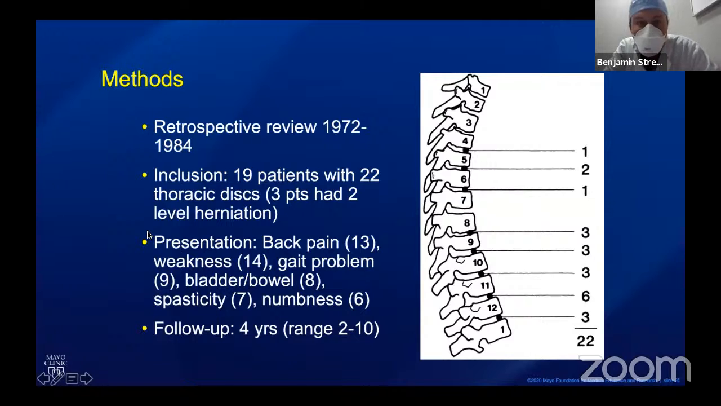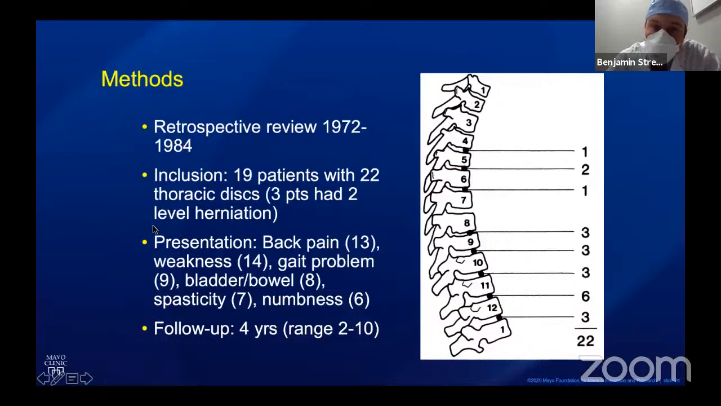The methods for this paper is a retrospective review of patients seen from 1972 to 1984. As Dr. Currier highlighted with his work with Dr. Eismont, it is a relatively small series of 19 patients with 22 thoracic discs. But again, this represents a very large series, certainly of a very rare phenomenon.